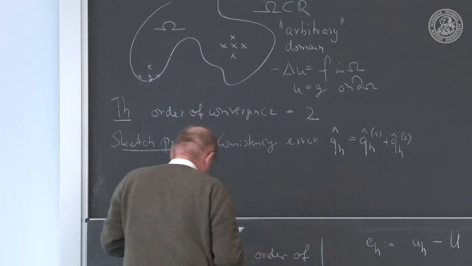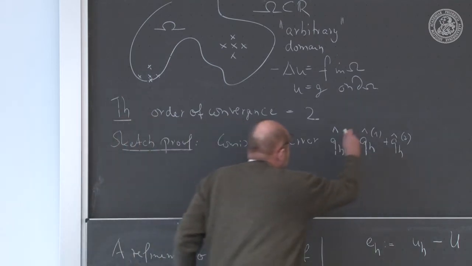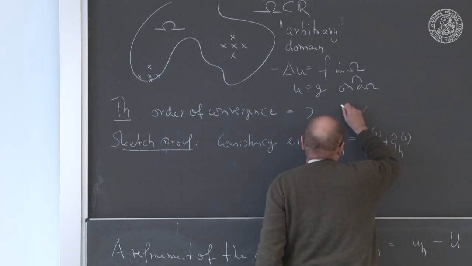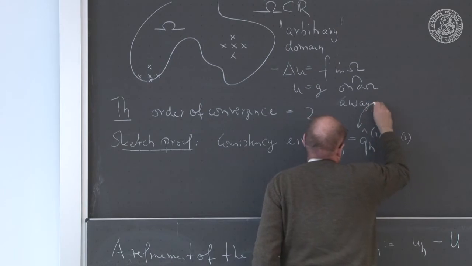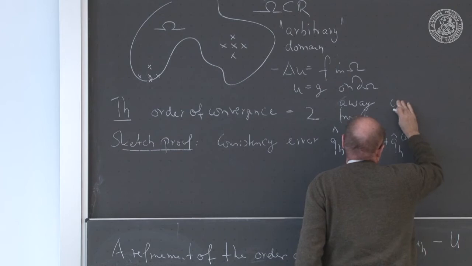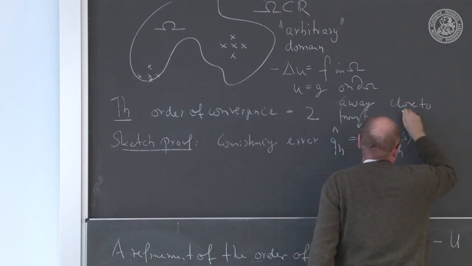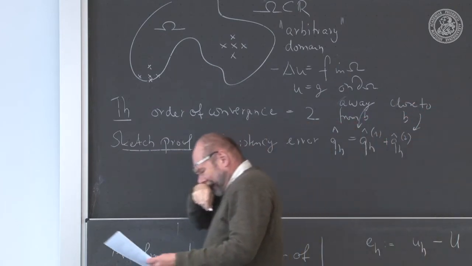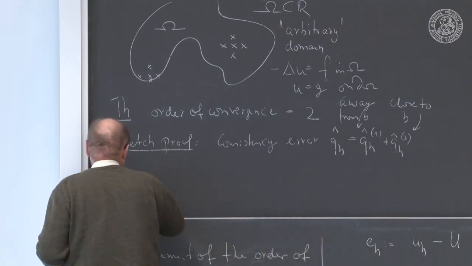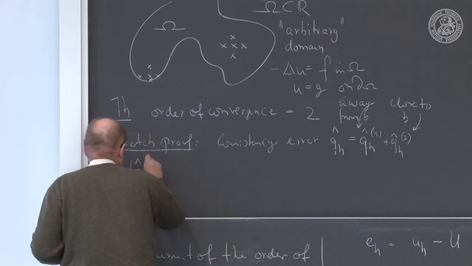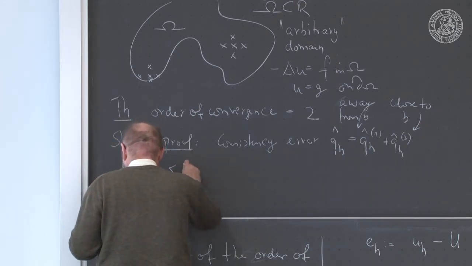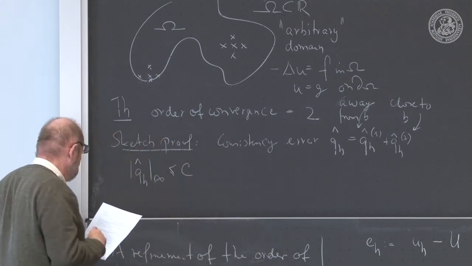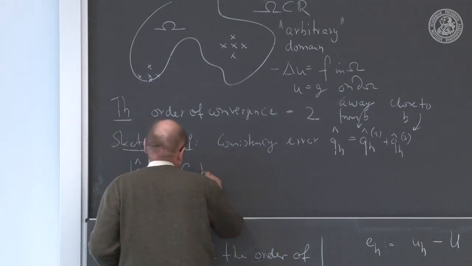And what do we know about the estimates? So this is away from the boundary, and this is close to the boundary. Okay, what do we know? The one is the one we have estimated all the time. Here we can just look at the infinity estimate and we see there's some constant, that was this with the 4th derivative and so on, times h squared.